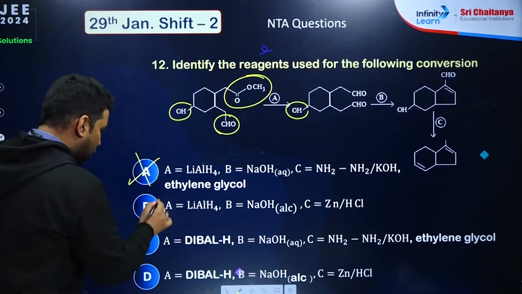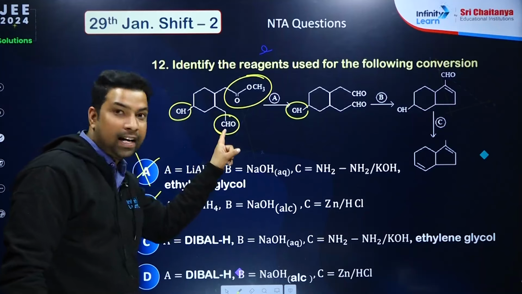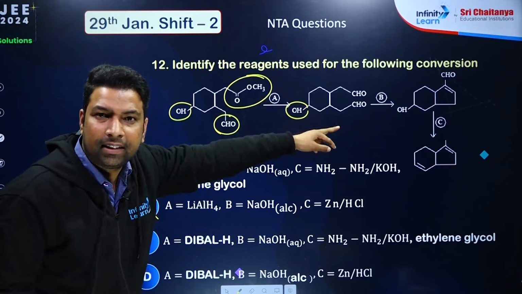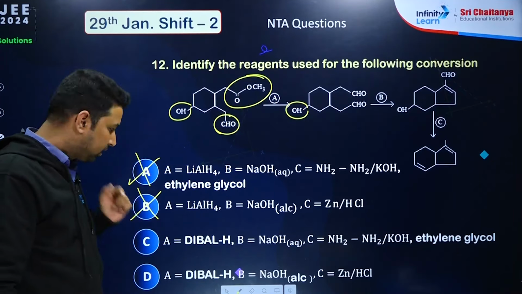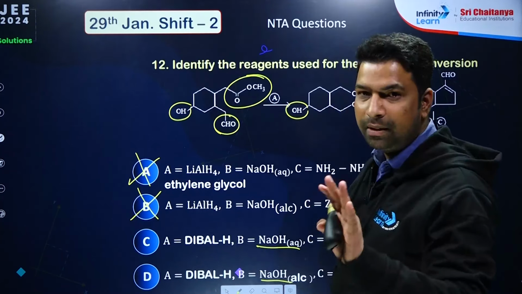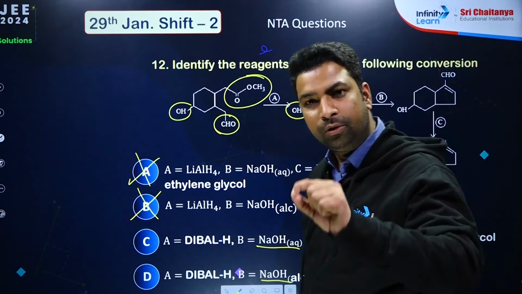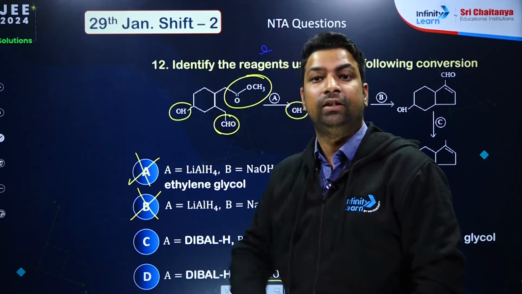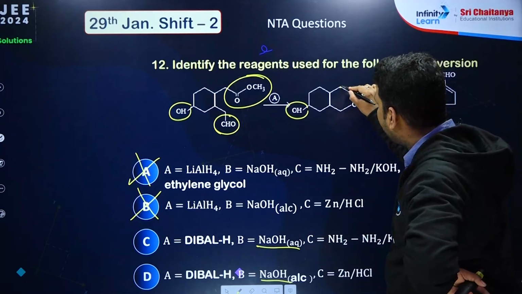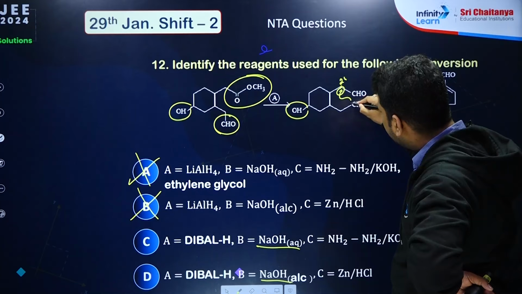Option A is wrong, because lithium aluminum hydride also reduces aldehyde into alcohol, but since the aldehyde is present as it is, we have to take DIBAL-H. Second, aqueous NaOH or alcoholic NaOH, both are bases. Under the influence of base, if aldehydes and ketones have alpha hydrogen, there must be aldol condensation. This is the alpha carbon, and it has 2 hydrogens. One hydrogen will leave and attack that carbon.